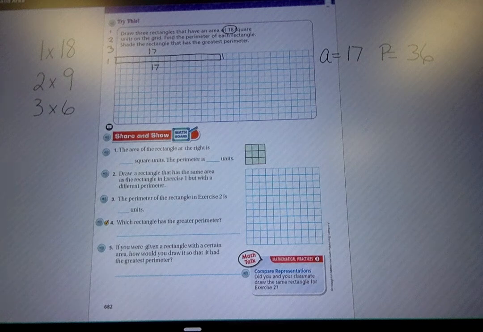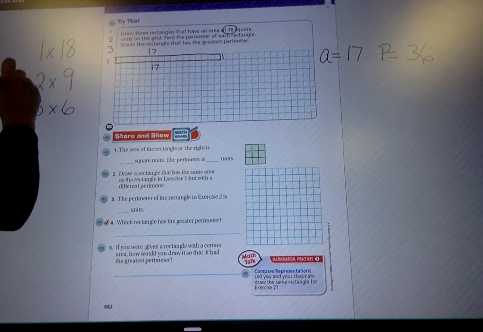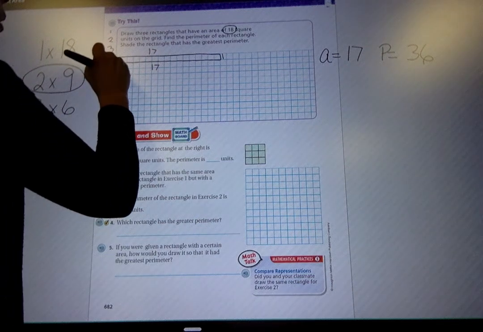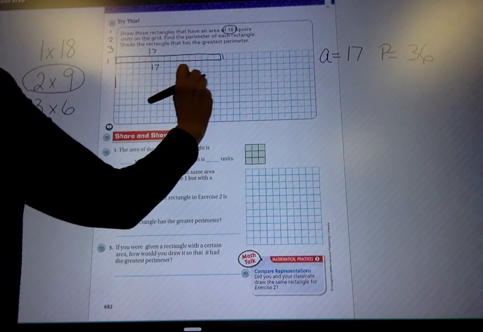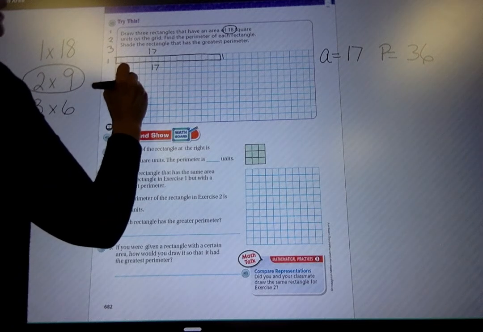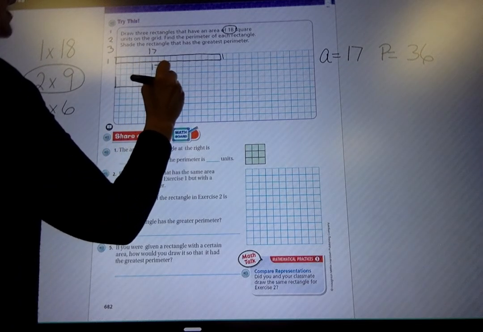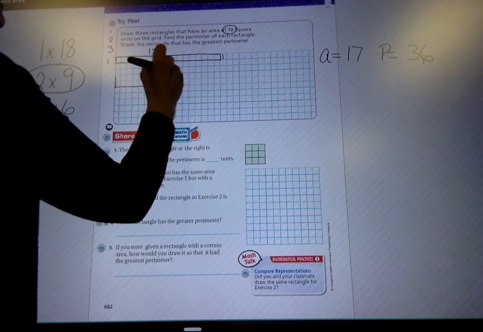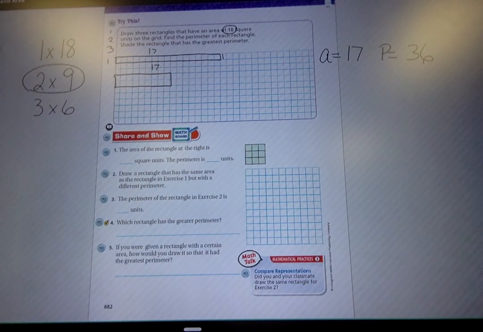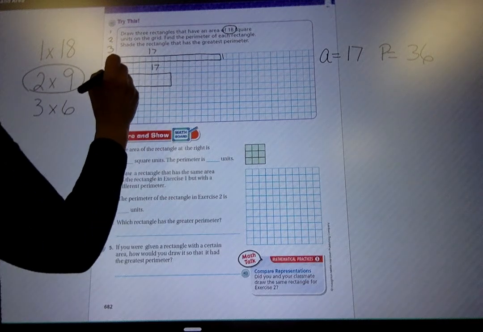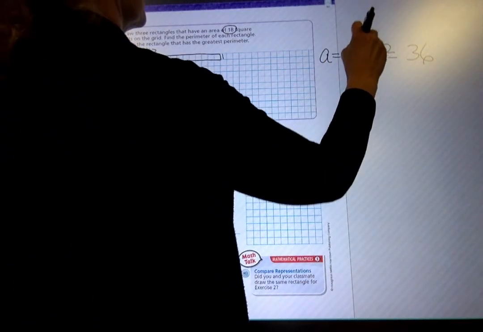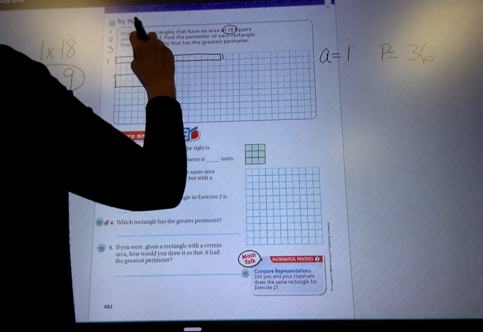Units. So then we're going to try 2 times 9. 1, 2, and we're going to count how many across? 9. 3, 6, 9. So now we have an area. This is supposed to be 18.